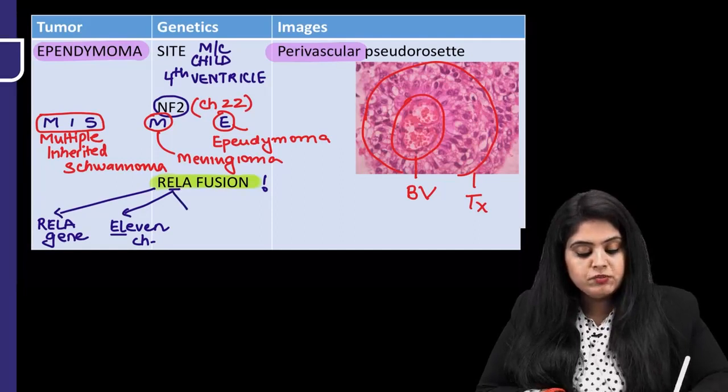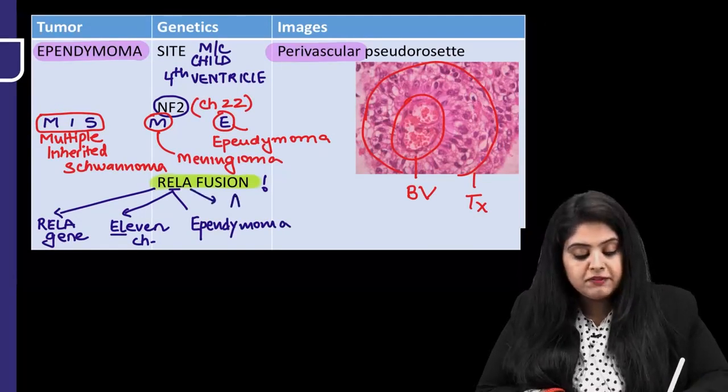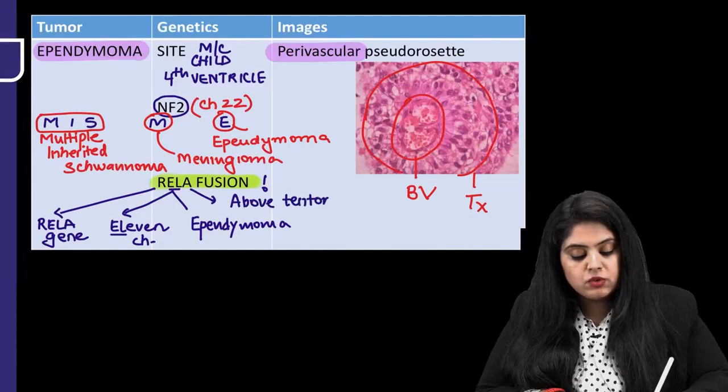Next, you will ask me which brain tumor is it associated with? E for ependymoma. But what is different about it? A for above. Above the tentorium. It is above the tentorium.